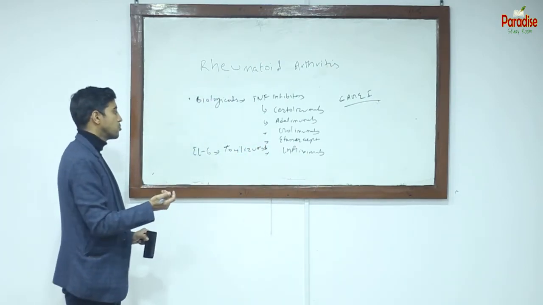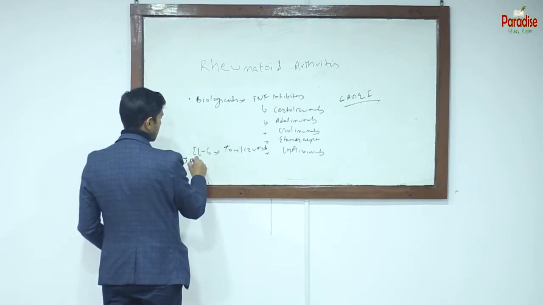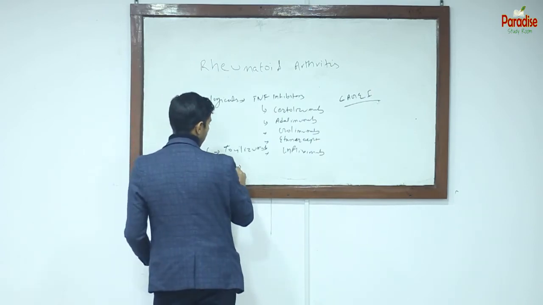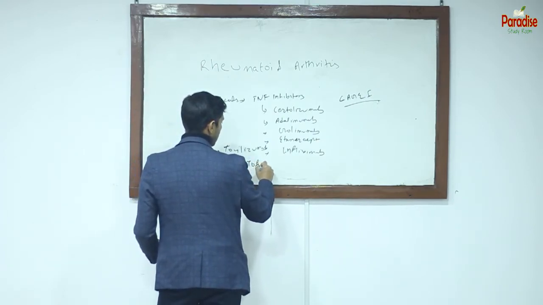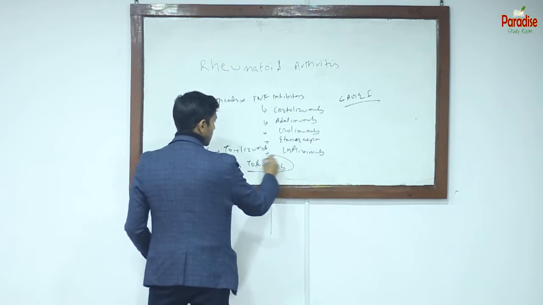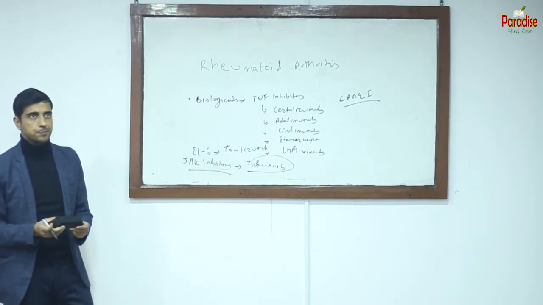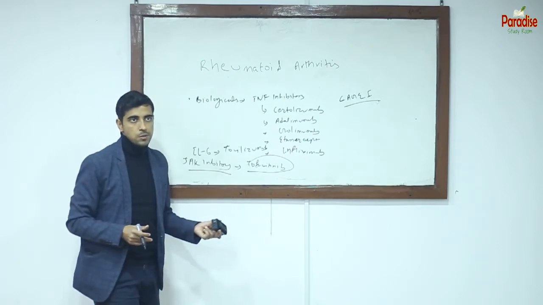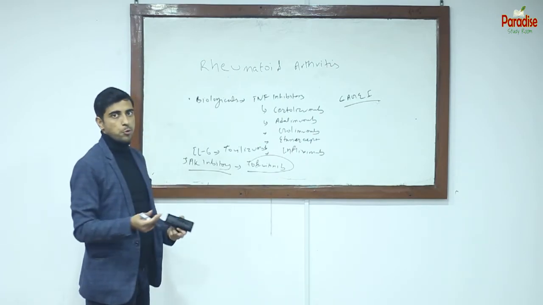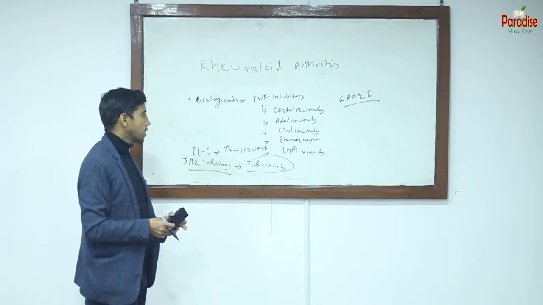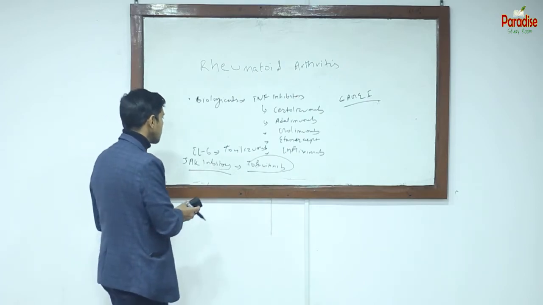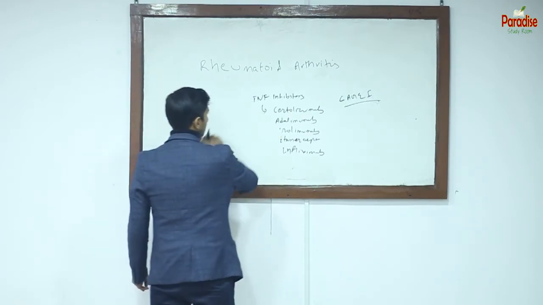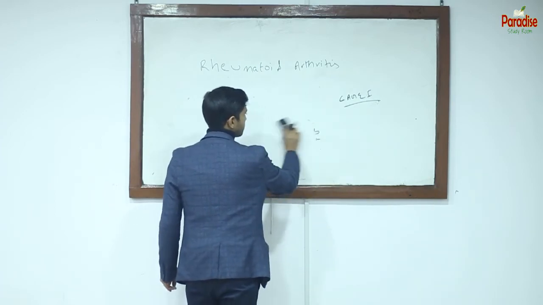Nowadays we're using Janus kinase inhibitors, JAK inhibitors, especially tofacitinib. It is an oral drug, and it is available in Nepal as well, where we're using it for severe joint pain which is not responding to conventional DMARDs. We can use tofacitinib. So that is all about the treatment of rheumatoid arthritis.